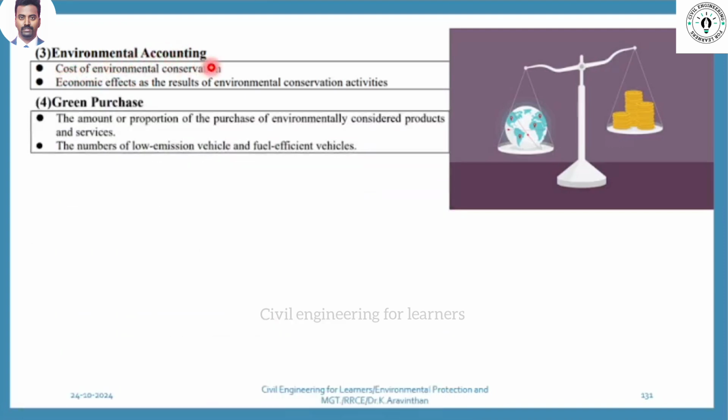Fourth one, green purchase. Raw materials, how many biodegradable products are there. How many products are purchased, considered as a service, low emission vehicles, fuel efficient vehicles, how much they produce.